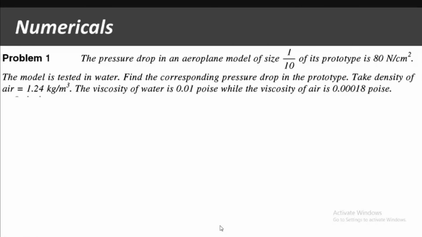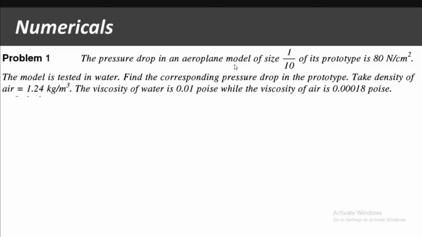So we will see one last numerical, and we will complete our unit number 6. The pressure drop in an aeroplane model of size 1/10 of its prototype is 80 Newton per centimeter square. So what is the size of the model? 1/10 of the prototype.